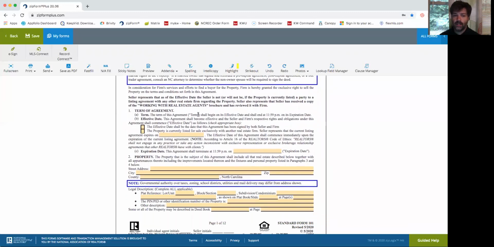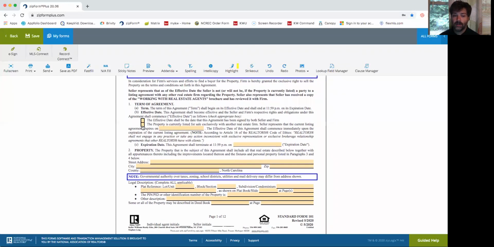Also make sure that the term of agreement as we defined here are explained. The effective date of any agreement, but particularly this one, is the day that everybody signs it. So the sellers both will sign it, you will sign it. That is the effective date of this listing agreement.